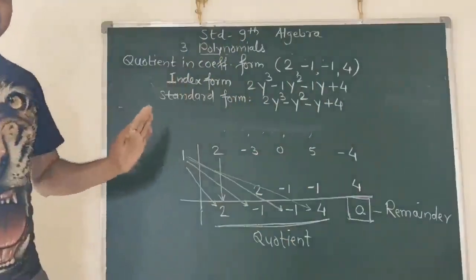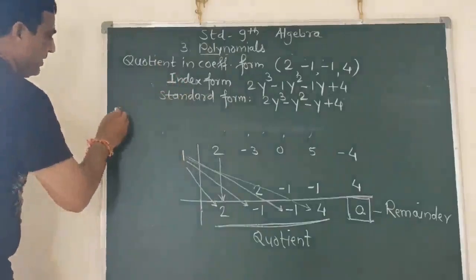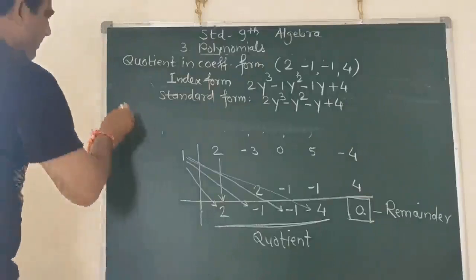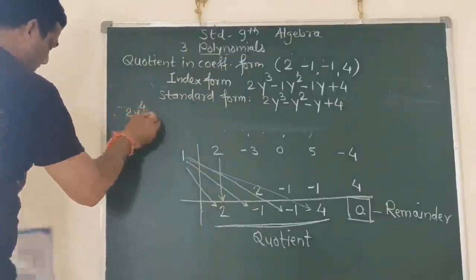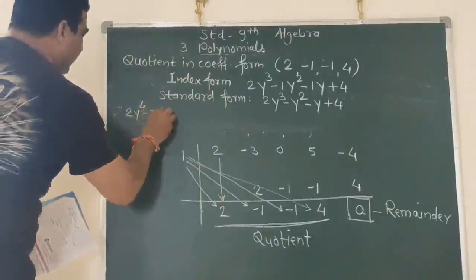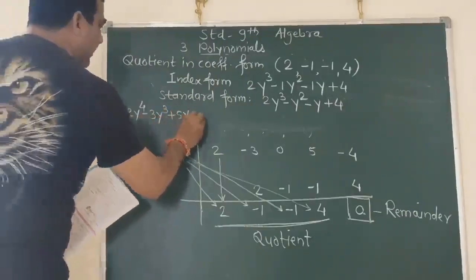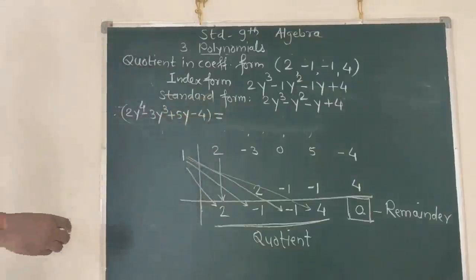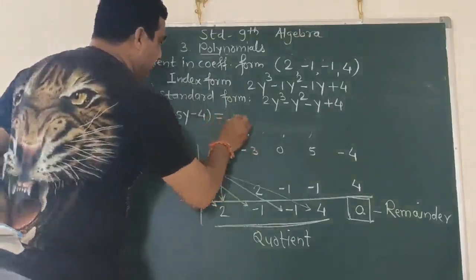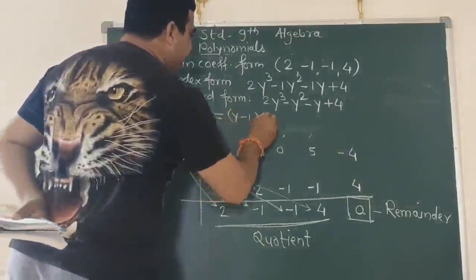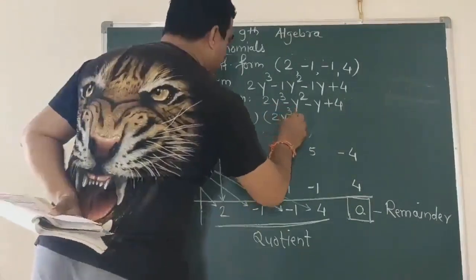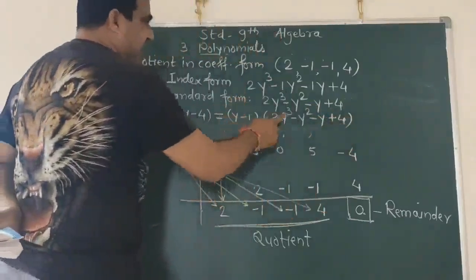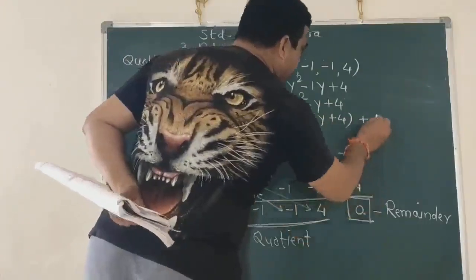And now the final answer, that is the dividend. 2y to the power 4 minus 3y cube plus 5y minus 4 is equal to the divisor, that is y minus 1, into the quotient, 2y cube minus y square minus y plus 4, plus the remainder.